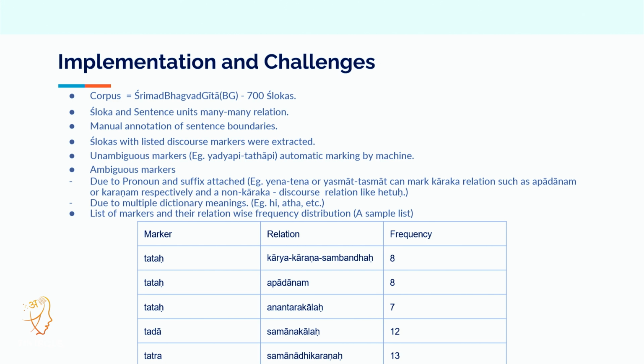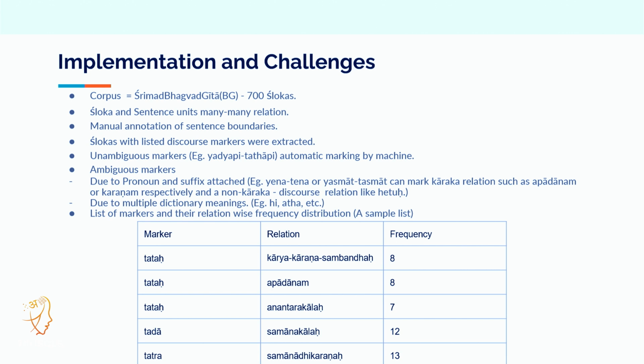Yadyapi and Tathapi, which only have one meaning associated with them, and they were automatically marked by machine. In the case of ambiguous markers, we found there were two types of ambiguity. First is because of the pronoun and the suffix. For example, yena tena or yasmat tasmat. Because of the tritiya or panchami, they can either mark a karaka relation such as apadana in the case of yasmat tasmat and karana in the case of yena tena, or they can mark a discourse marker or non-karaka relation such as hetuhu or karya karana in this case.